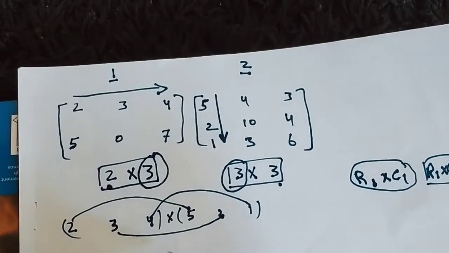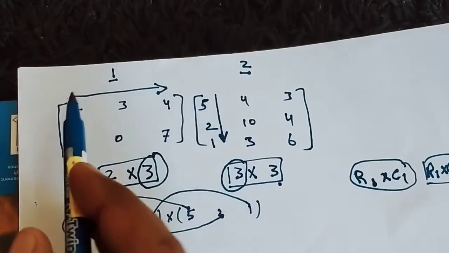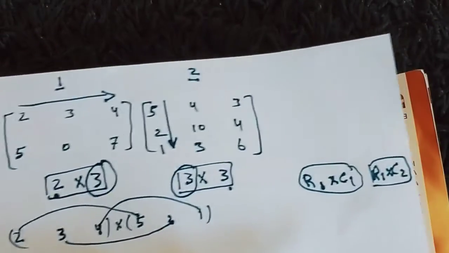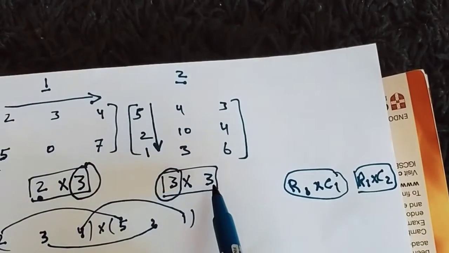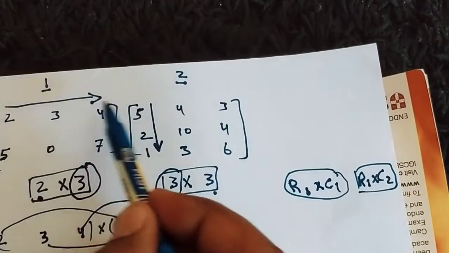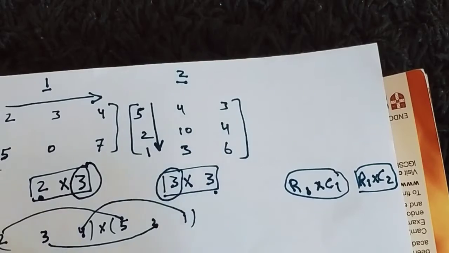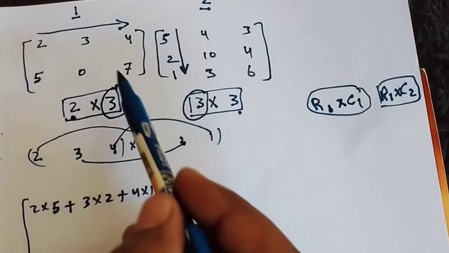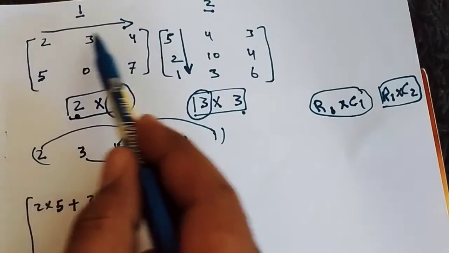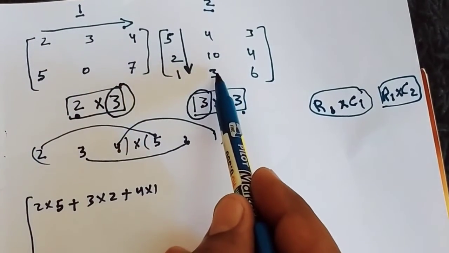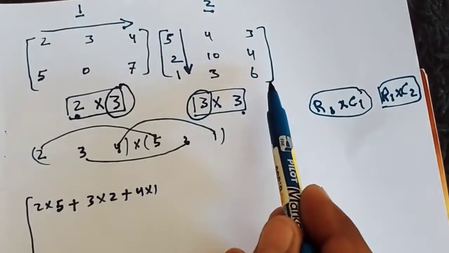So this is the first element, like 2. Now the second will be here: first row with the second column. Here first row with the first column I completed. Now first row with second column, then first row with third column.